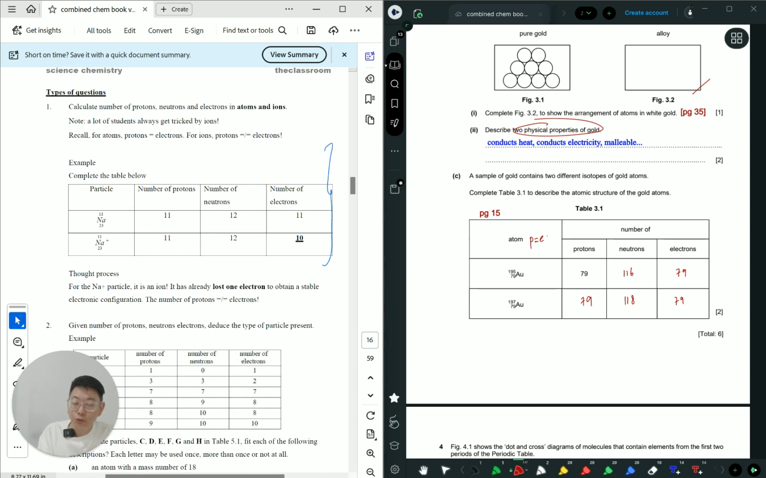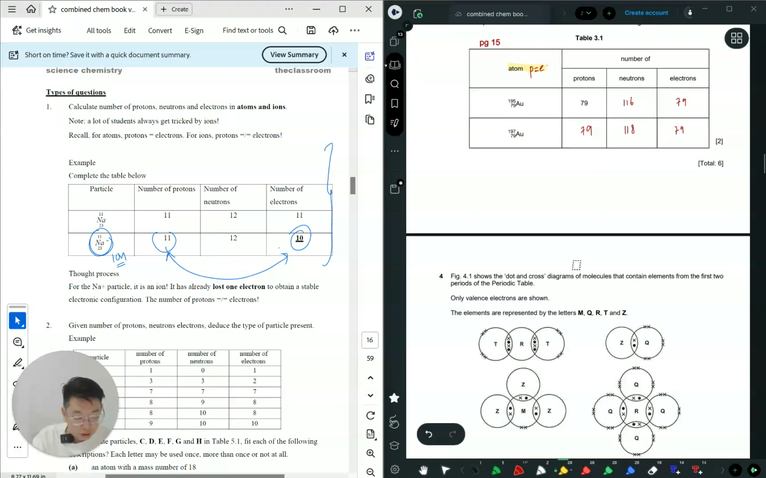So again, read through, determine how to find the number of protons, neutrons, electrons, and you'll be okay. Now, a key note here is this: if you see the word atom, please bear in mind that protons equal electrons. If you see a charged particle, this is an ion. If you see ions, you must bear in mind that protons and electrons are definitely not the same. So just watch out for that. Okay? Now, question number 4.